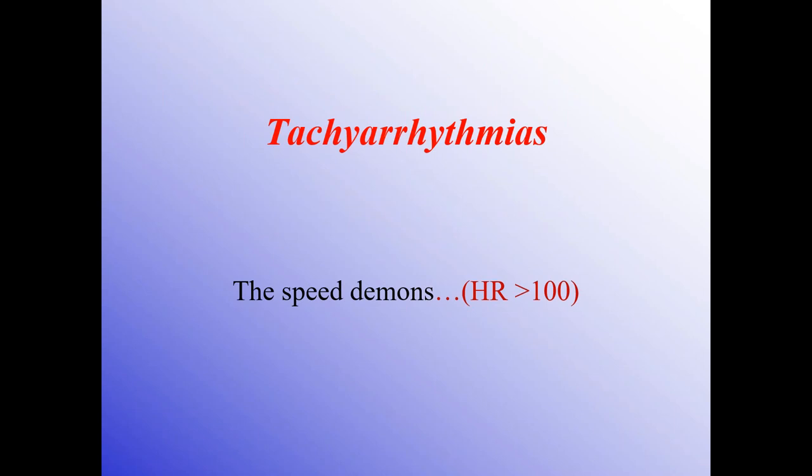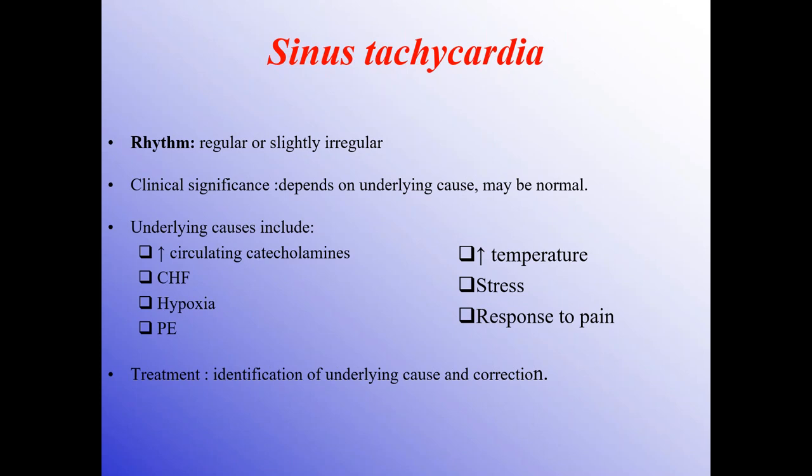So what are tachyarrhythmias? The definition is anywhere when the heart rate goes above 100, you can have tachyarrhythmias. They can be sinus tachy, sinus brady. So let's go to each one of them. Sinus tachycardia means you have an ECG where the heart rate has gone above 100. Sinus tachycardia is basically a manifestation of sympathetic overactivity.